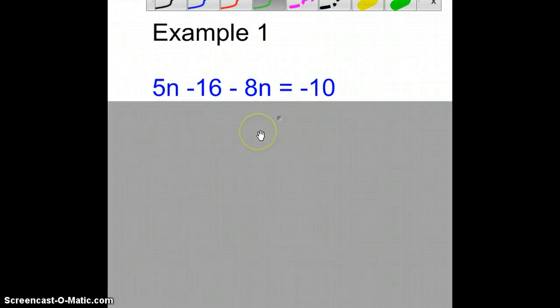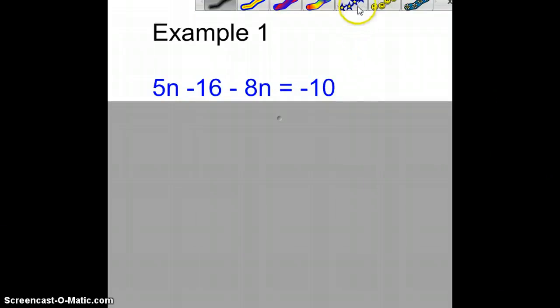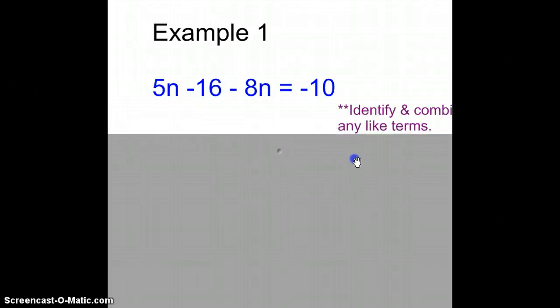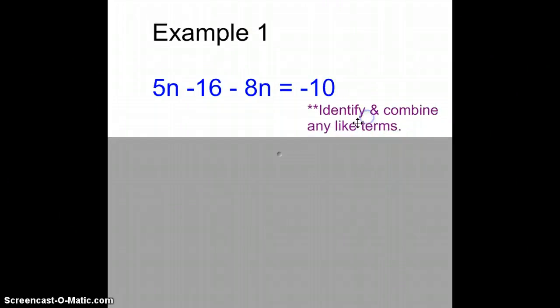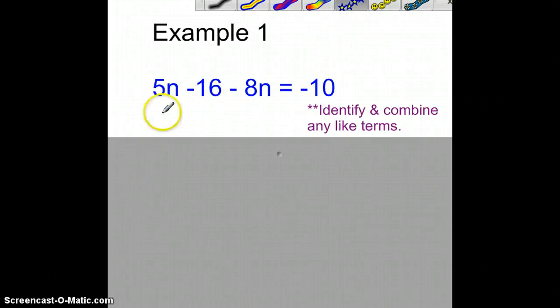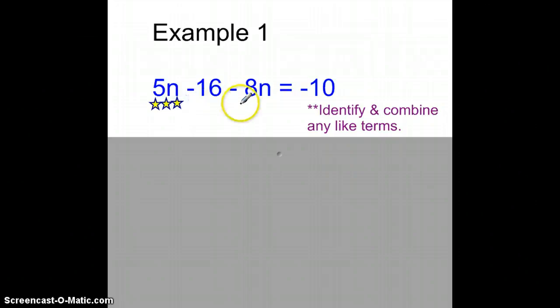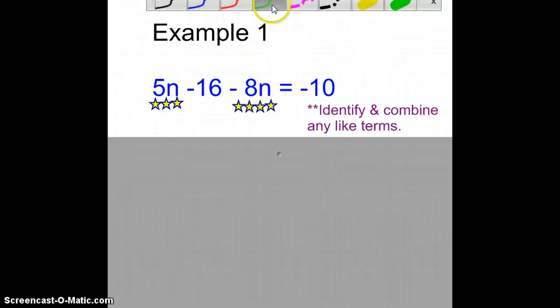Example 1, we have 5n minus 16 minus 8n equals negative 10. So the first thing we really need to do is to identify and combine like terms. If we take a look here, we have an n term here, we have an n term here. Those are our like terms. So we need to combine those two.